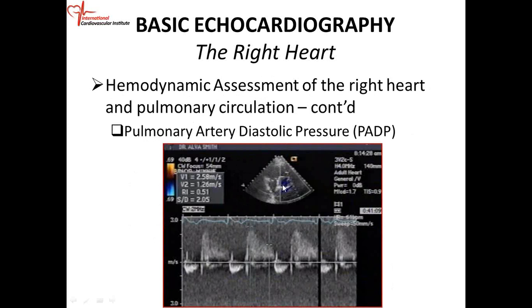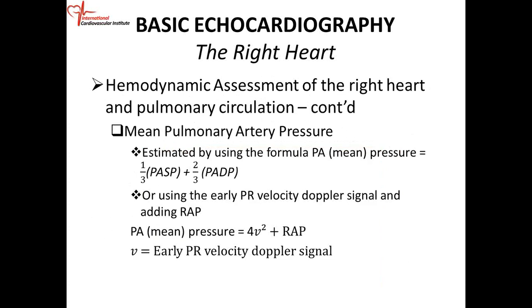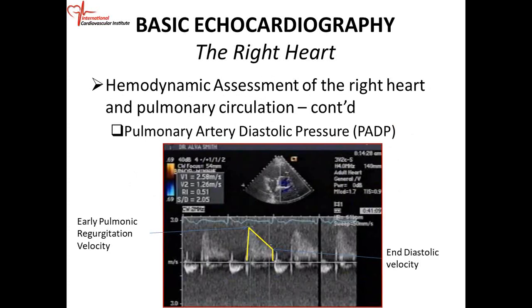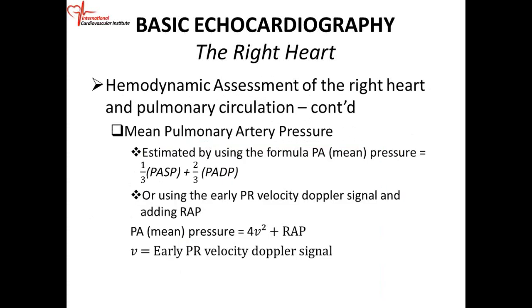Short axis at the level of the aorta, cursor across the pulmonary valve, and you get your PI. You get your early velocity, late velocity, end diastolic velocity, your early pulmonic regurgitation velocity, and you just square it, multiply by 4, add your right atrial pressure, and you get your PA diastolic pressure. Okay, as I've been saying this, time in, time out.